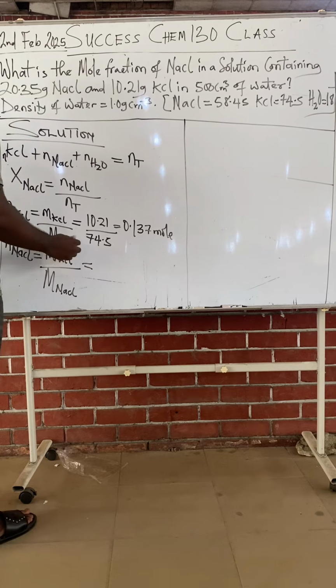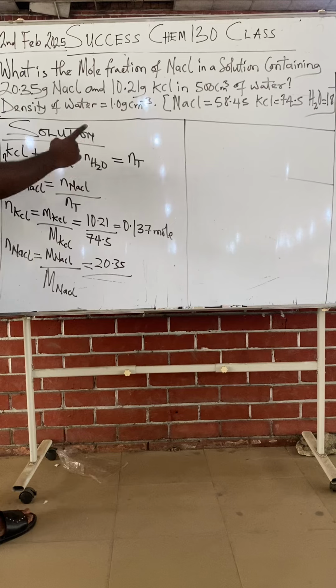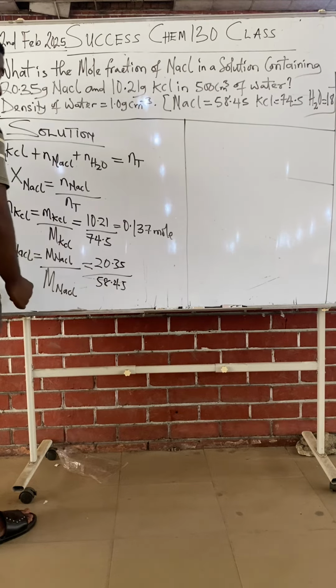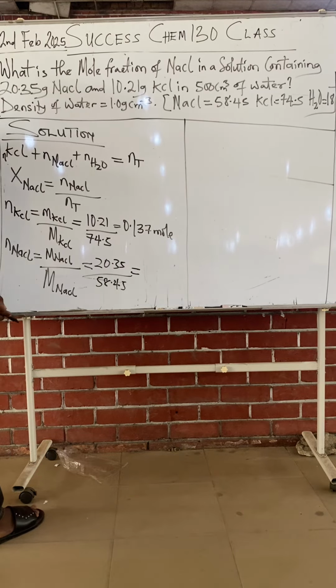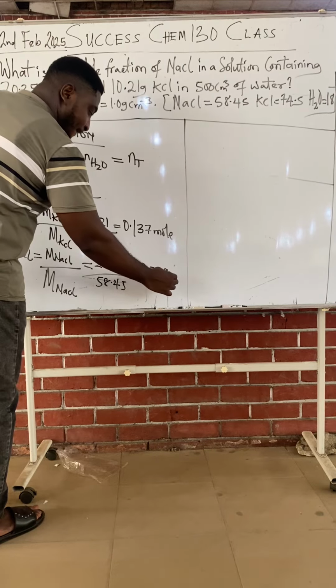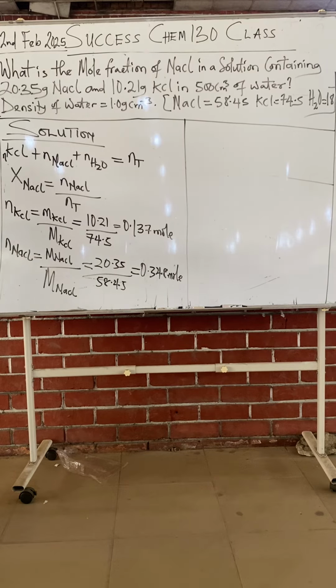Mass of NaCl is 20.35. Molar mass of NaCl is 58.45. 20.35 divided by 58.45. Who has done the math? 0.348 mole. Good.